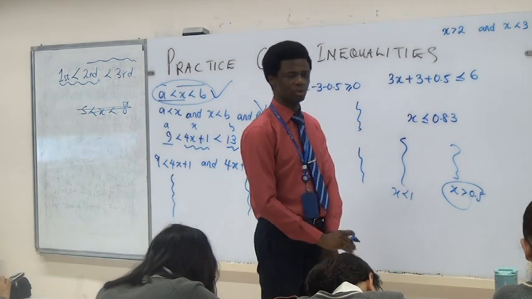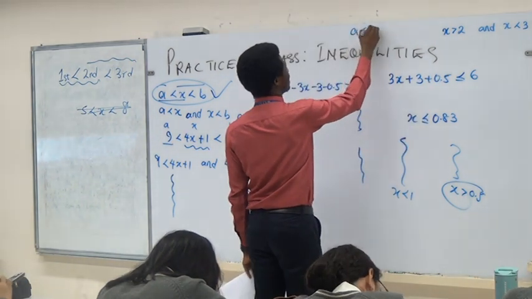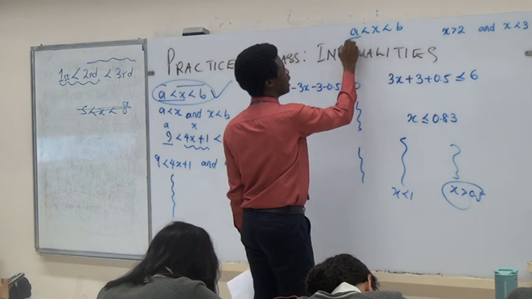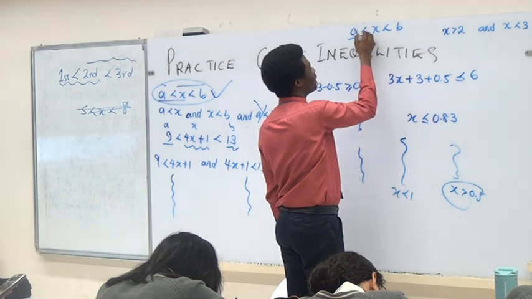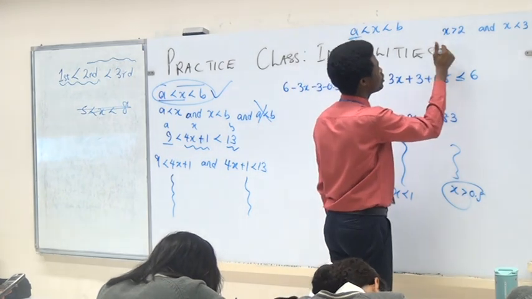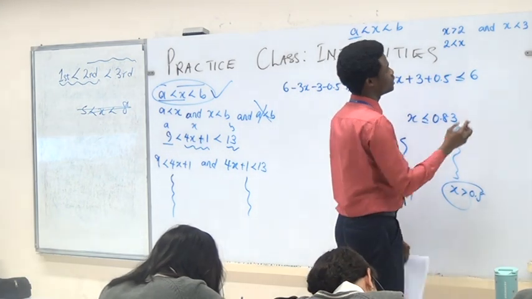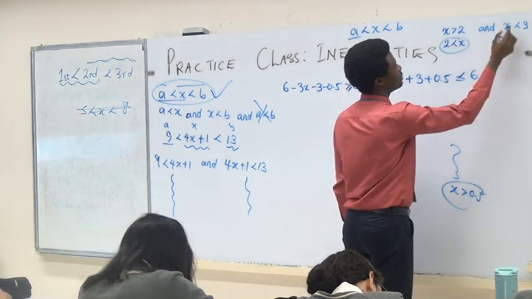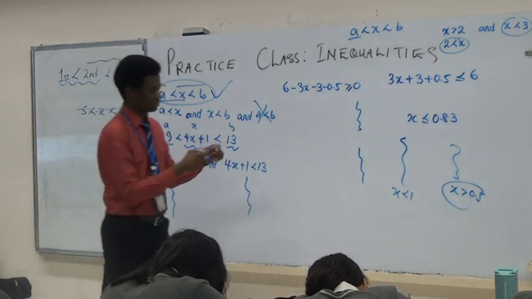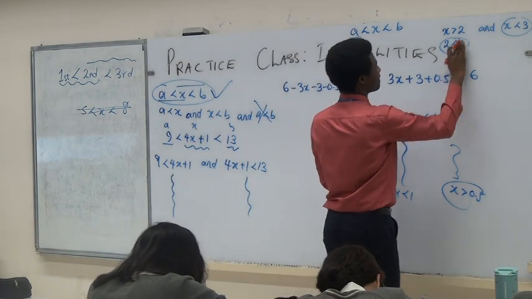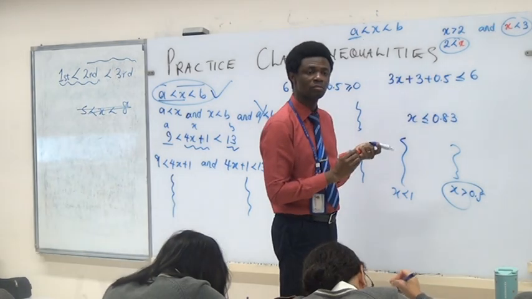So which one is the smaller one? 2. Right? So from your a less than x less than b, this is the smaller one and this is the bigger one. The smaller one is going to be on this side. But everything has to be in the less than form, so the first thing is to turn this around. Can you see that? So all you need to do is merge these two. Now watch. Have I changed anything? No.